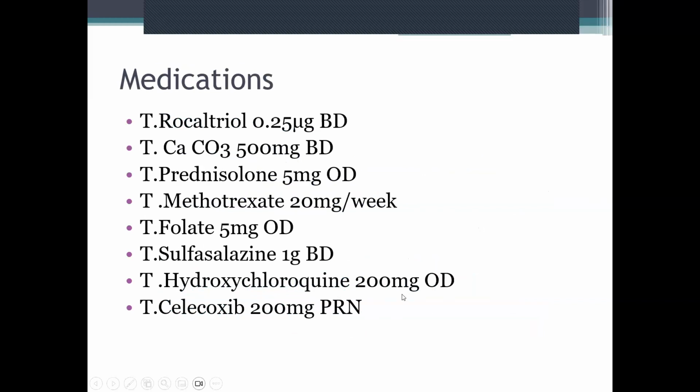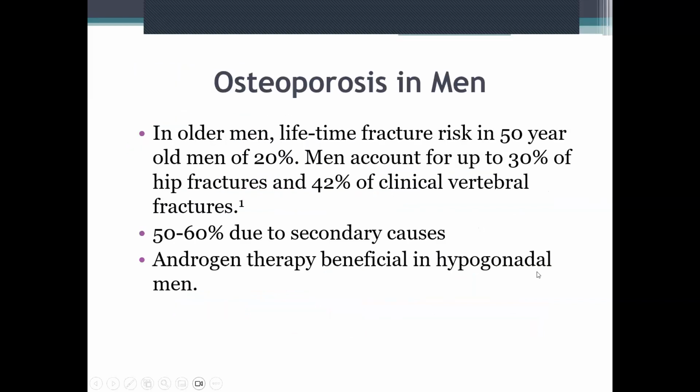So you can see he's on methotrexate. He's already on calcium. He's also on prednisone. In men, more than 50% of the time, there are secondary causes. So if a man develops a fragility fracture or minimal trauma fracture or fracture following a fall from standing height, we have to investigate and look hard for secondary causes, especially if they're under the age of 70.